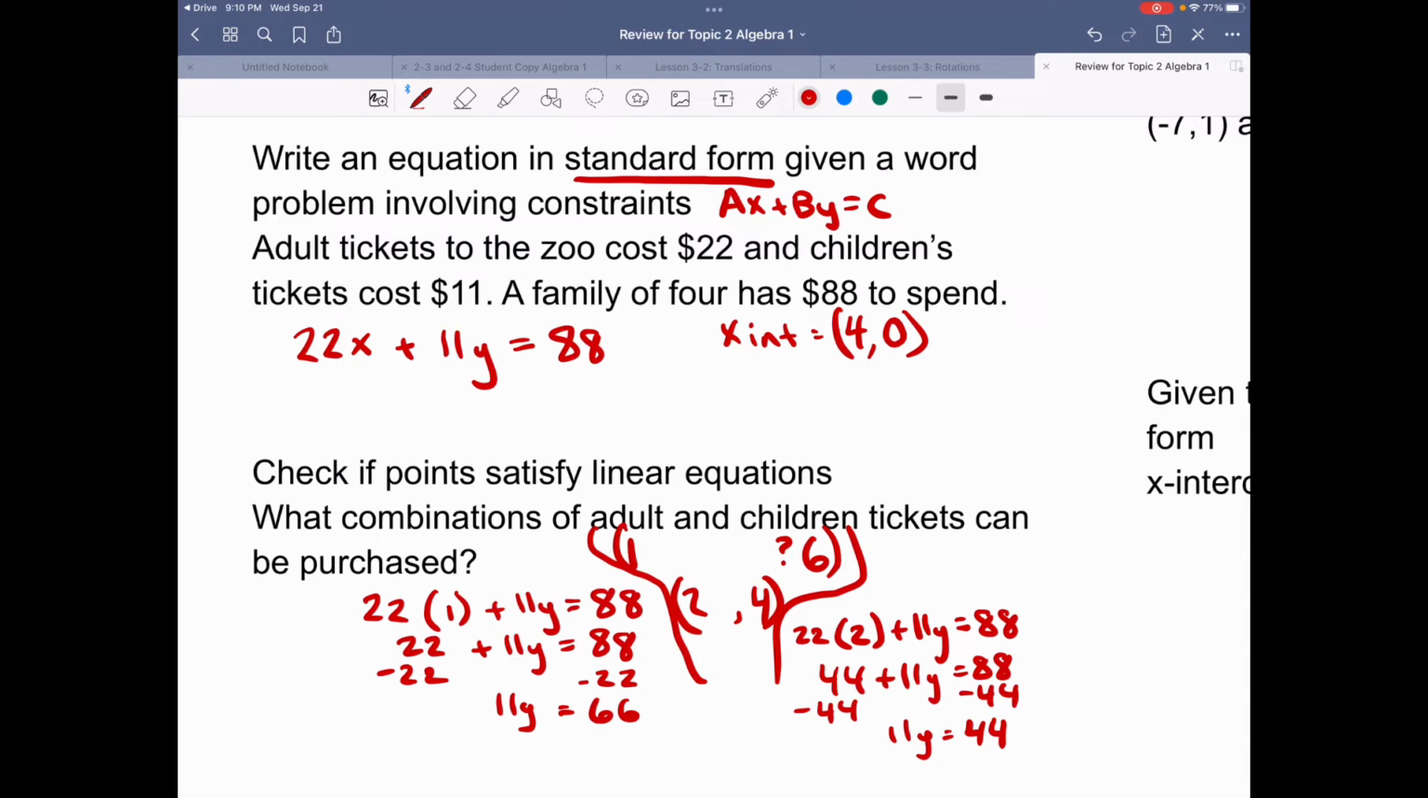And if we cover up the 22x, we'd get 11y equals 88. So the y-intercept, if we divide by 11, would be 8, meaning that 0 adults could go, but 8 children could go. So those are just various points on the graph. So like here I would write 1, 6 to show 1 adult and 6 children, 2 adults and 4 children. Or back here it'd be adults only, and down y-intercept would be children only.